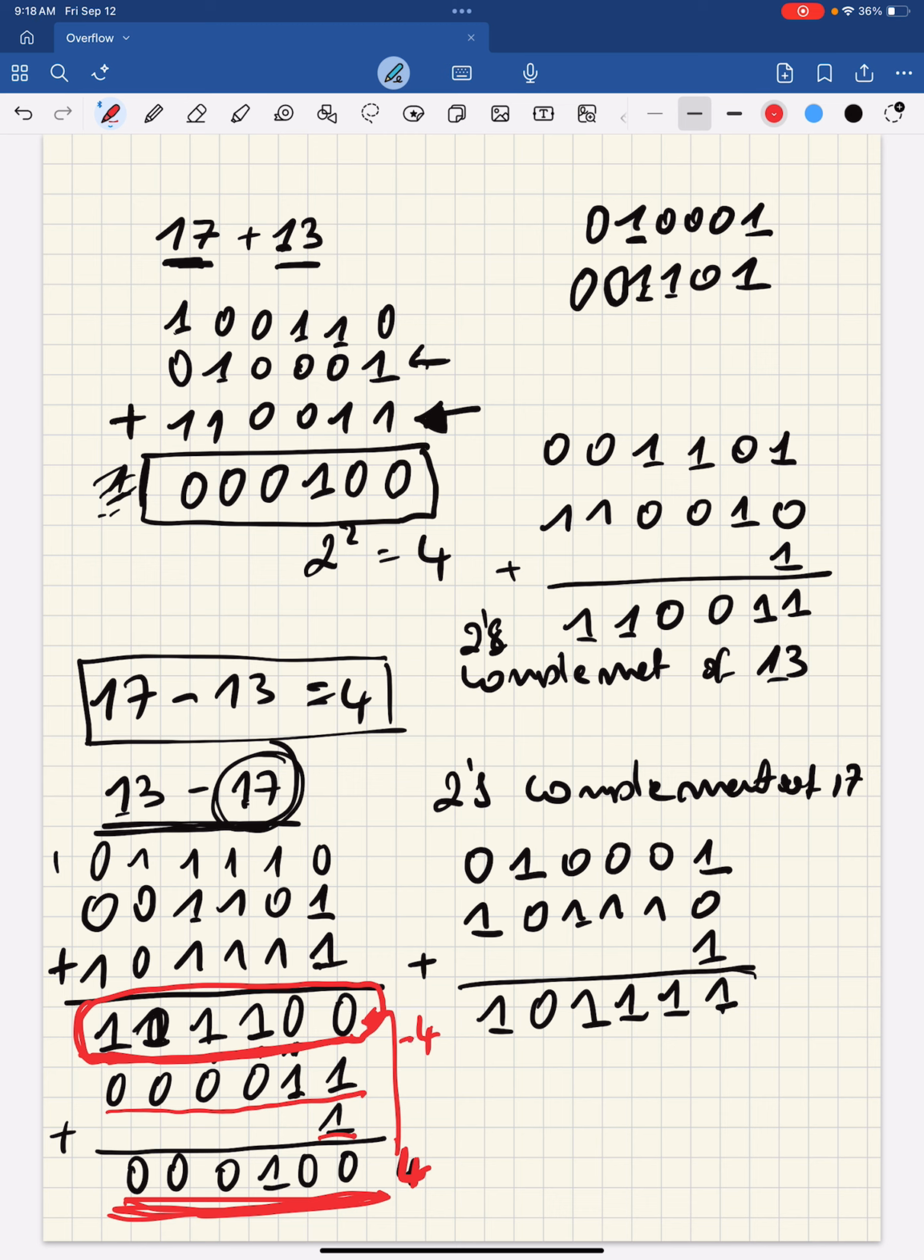So with that, we were able to show that 17 plus 13 gives us the value of 30, that 17 minus 13 gave us the value of 4, and then that 13 minus 17 gives us the value of minus 4. All of these using the 2's complement.